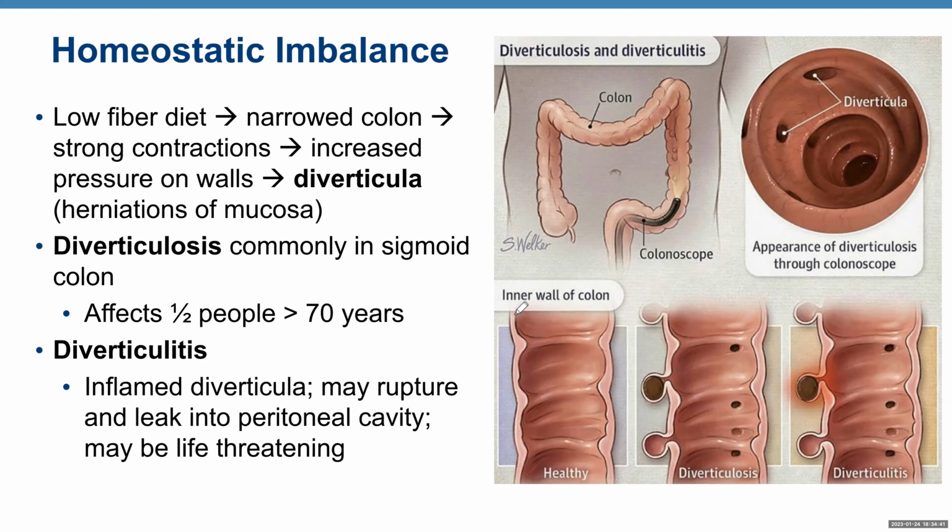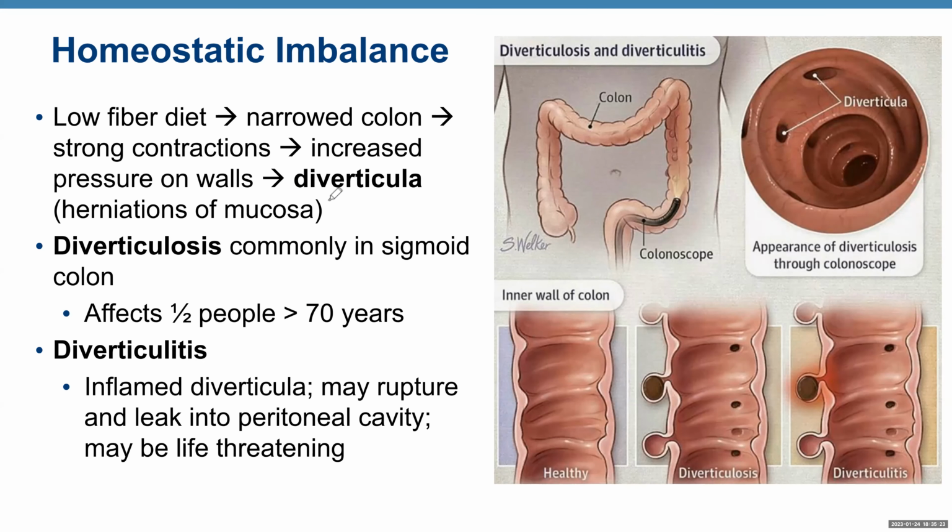So if you see, that's a normal colon, right? But now when the colon becomes narrow and you increase the contraction, it might cause the formation of these little pouches, and those pouches are called diverticula, right? So it's like a hernia. In a condition called diverticulosis, it's common in the sigmoid colon and affects about half of the people who are 70 or older. So it's a disease that is very common in the elderly population.